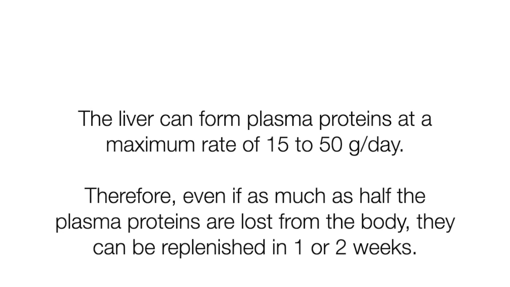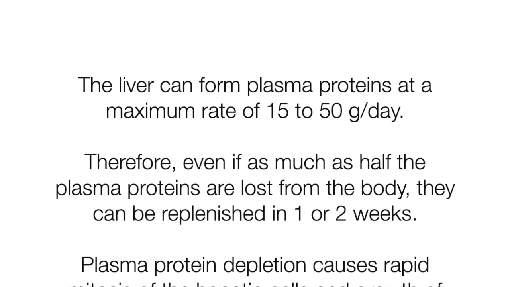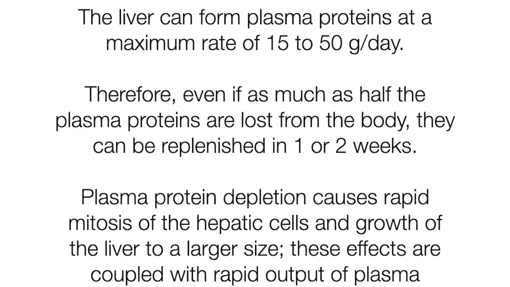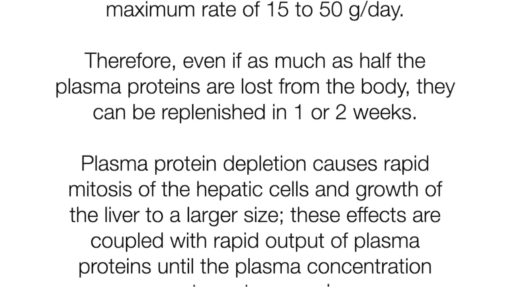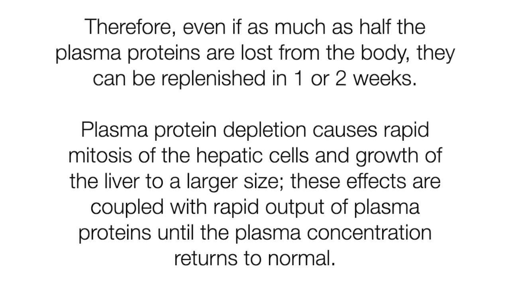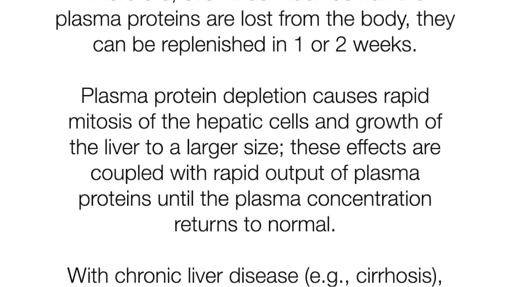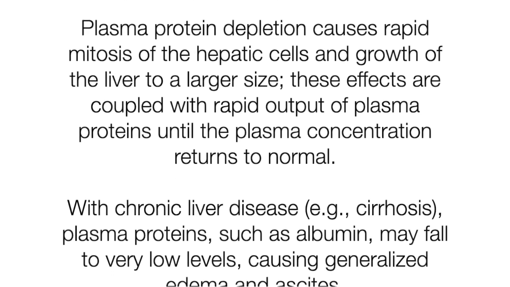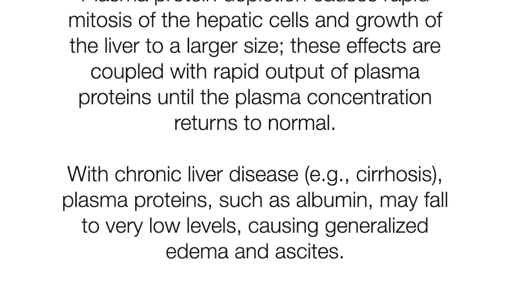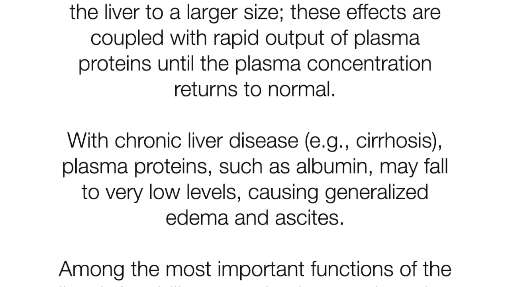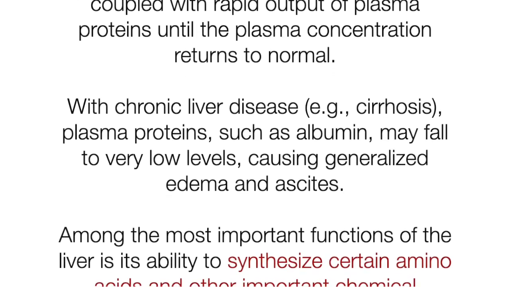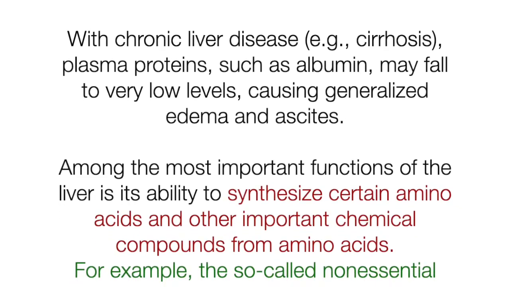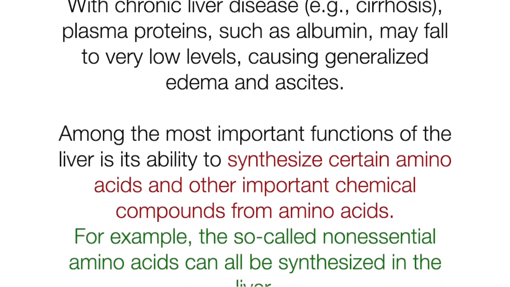Therefore, even if as much as half the plasma proteins are lost from the body, they can be replenished in 1 or 2 weeks. Plasma protein depletion causes rapid mitosis of the hepatic cells and growth of the liver to a larger size. These effects are coupled with rapid output of plasma proteins until the plasma concentration returns to normal. With chronic liver disease, for example cirrhosis, plasma proteins such as albumin may fall to very low levels, causing generalized edema and ascites.